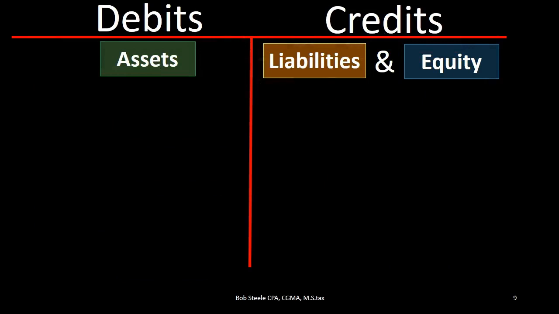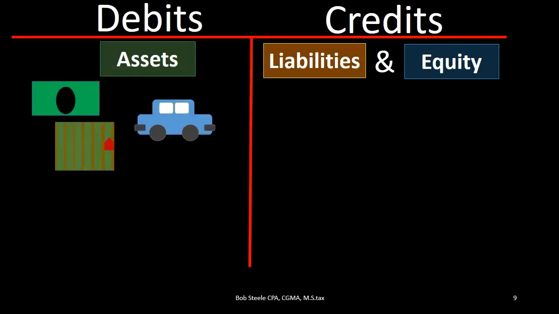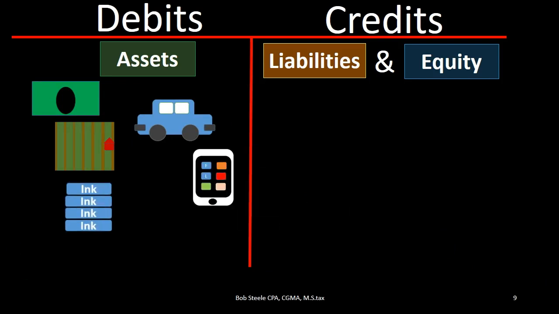So if we think about the types of debits then, we know that we have things like cash, we've got things like land, we've got things like the auto, supplies, we've got the phone or the computer, we've got building and equipment.